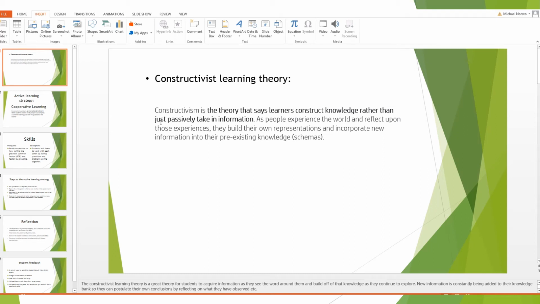Hello, in this particular lesson we'll be talking about the constructivist learning theory. The constructivist learning theory is a theory that says learners construct knowledge rather than just passively taking in information. As people experience the world and reflect upon those experiences, they build their own representations and incorporate new information into their pre-existing knowledge. So as a teacher instructs, the students use information based on what they already know and build upon that.